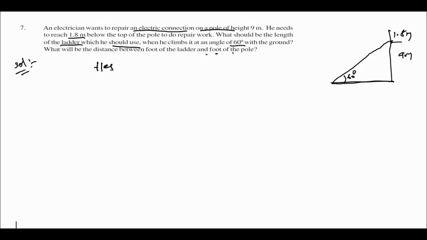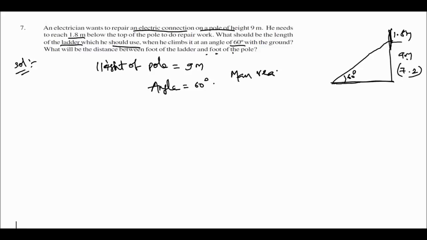Height of the pole is how much here? 9 meters. So the height of the point where he has to climb, up to here it is the whole pole, so it will become 7.2 now, because 9 minus 1.8 is equal to 7.2. So he has to climb. The angle of elevation is here 60 degrees. Man reaches the pole here. Pole is 7.2.